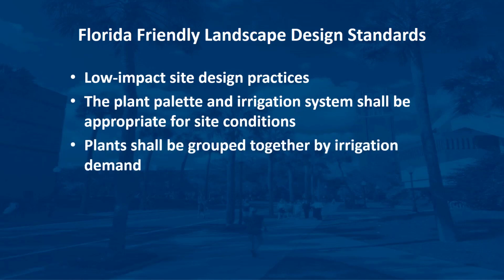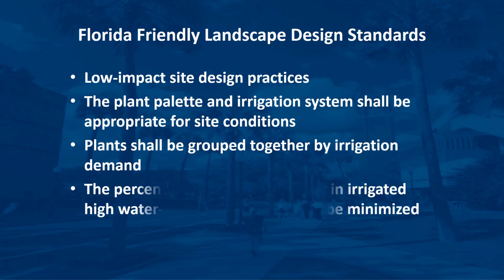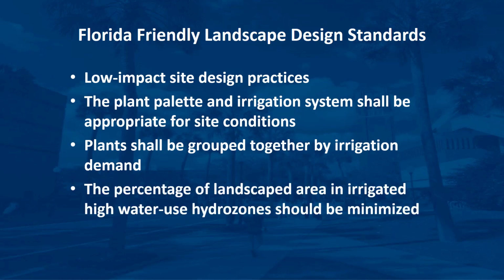Plants shall be grouped together by irrigation demand. The percentage of landscaped area in irrigated high water use hydrozones should be minimized. Local government ordinances shall address the percentage of irrigated landscape area that may be included in high water use hydrozones. These high water use limits should not apply to landscaped areas requiring large amounts of turf for their primary functions, for example, ball fields and playgrounds.